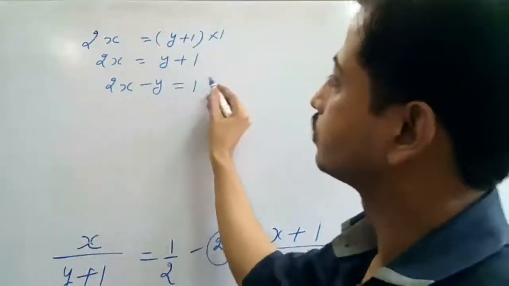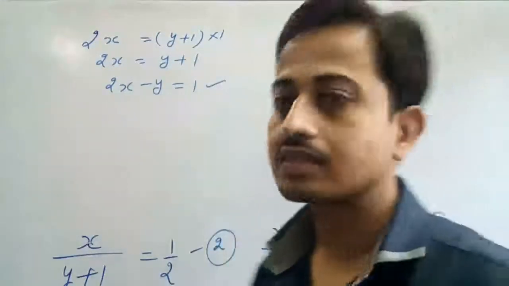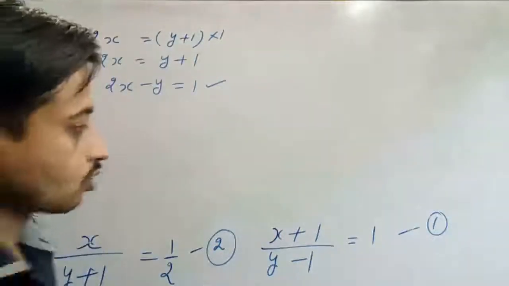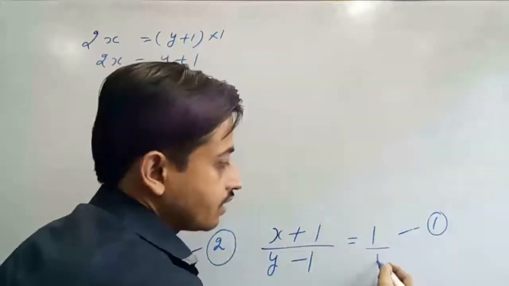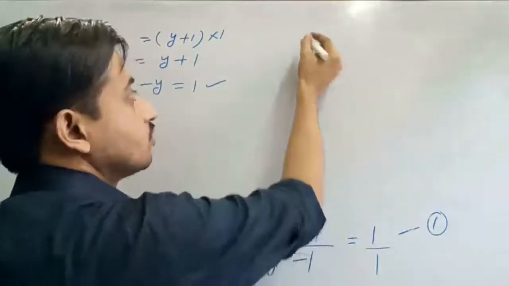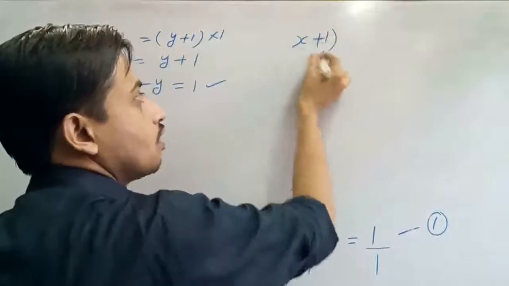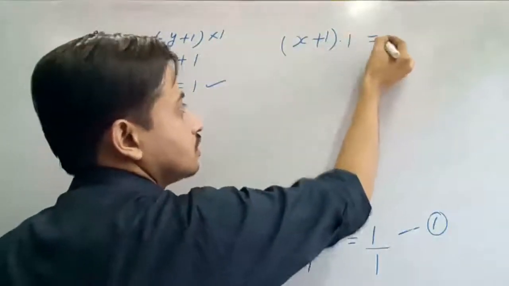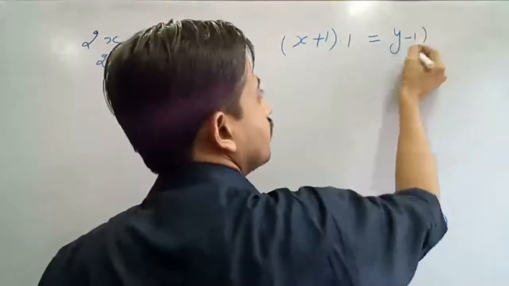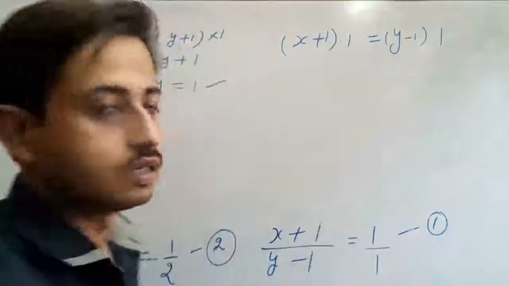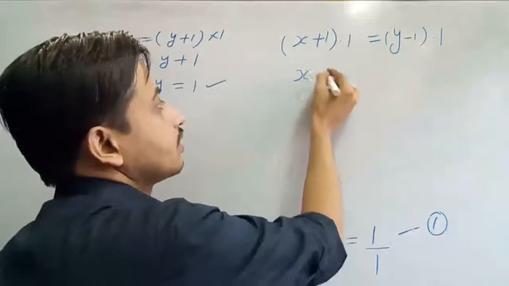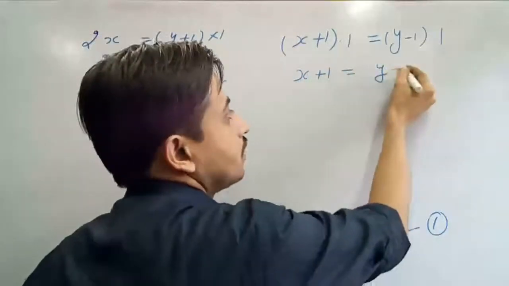It becomes negative. So this is our next equation. Now do the same step for making this equation. Do cross multiply. I can also write it as 1 by 1, do cross multiply. 1 is multiplied with x plus 1. So x plus 1 is multiplied with 1 is equal to y minus 1 multiplied with 1. Now again, if we multiply with 1 we get the same number. So we get x plus 1 is equal to y minus 1.